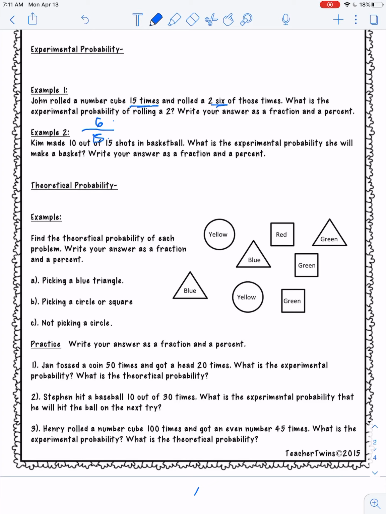So our fraction would be 10/15, which we can simplify because 5 divides into both of these. So 5 goes into 10 2 times, and goes into 15 3 times. So we know that 2/3 results in a repeating decimal of 0.6 repeating. So to turn our fraction into a percent, we have to move our decimal 2 places to the right.